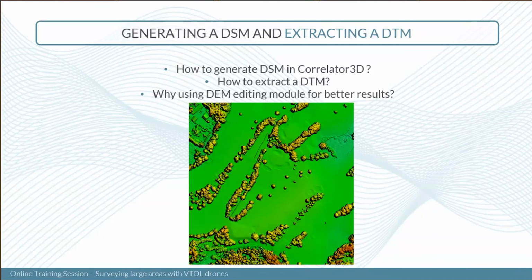From the surface model, you'll be able to extract the digital terrain model, the DTM. Correlator 3D has an automatic tool to extract a digital terrain model from your surface model, which looks for elevation changes and tries to identify elements that are not relative to the ground, such as trees, houses, buildings, cars, and things like that. Also, if you want to have more control on your results, you could do some post-processing on your terrain data or surface data to obtain better results.